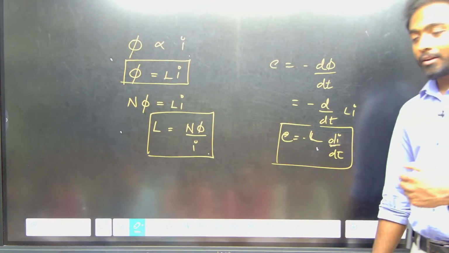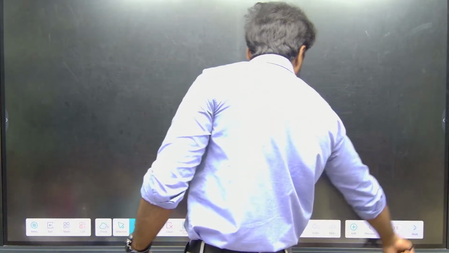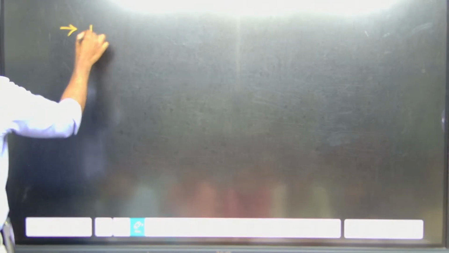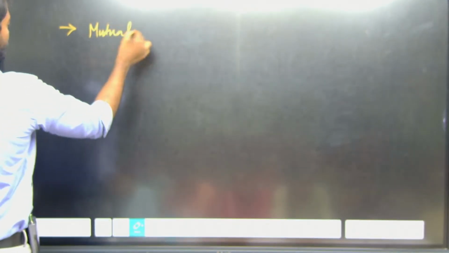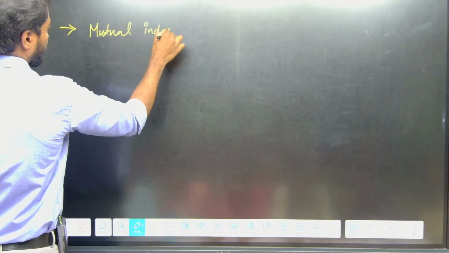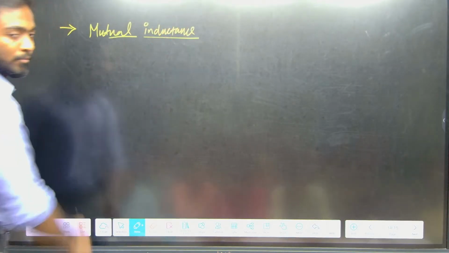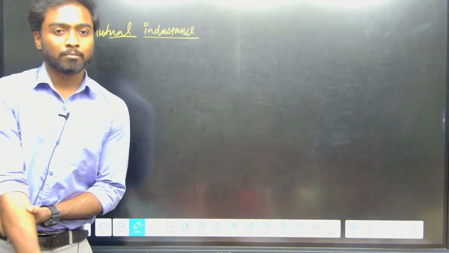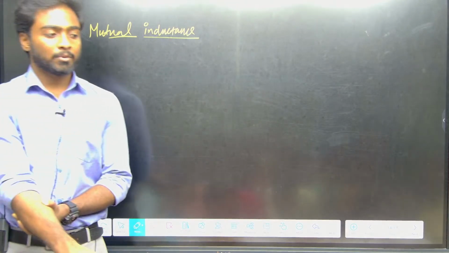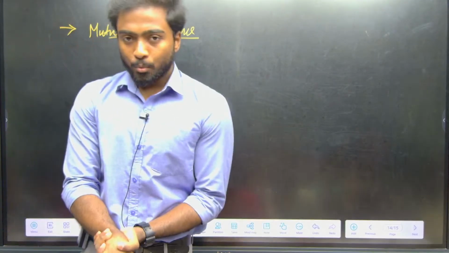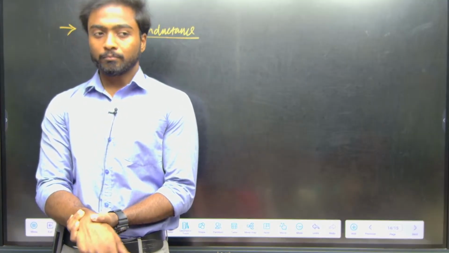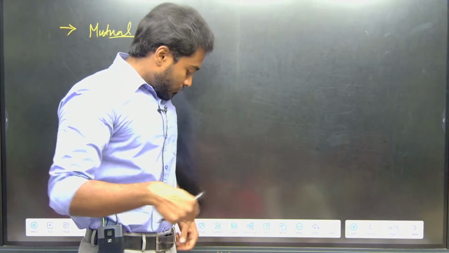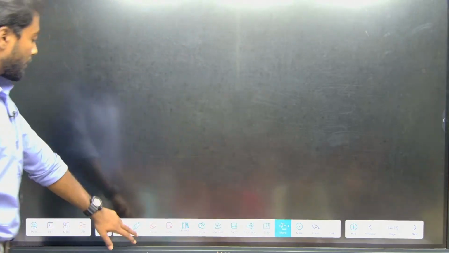Now the mutual inductance, write on the topic. Mutual inductance, which is denoted by the letter M. Now I will take two circuits here.